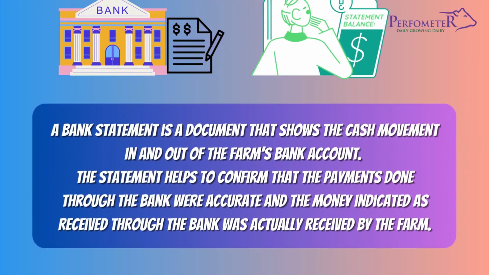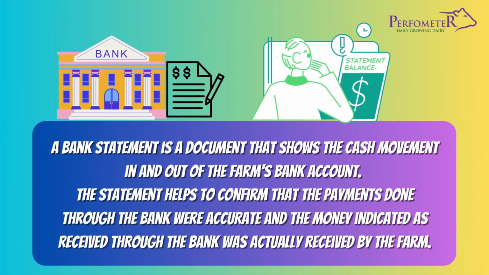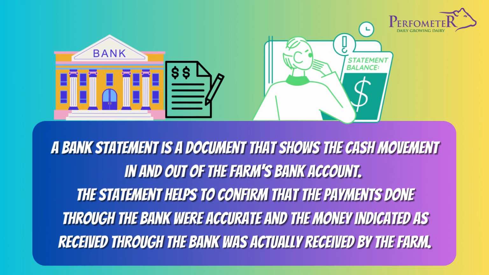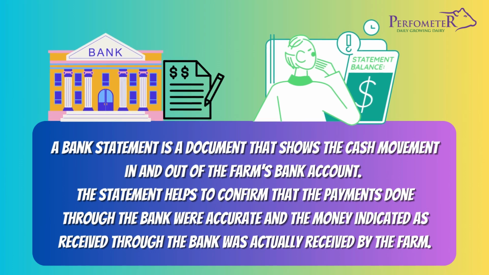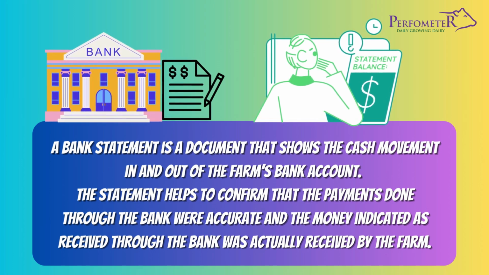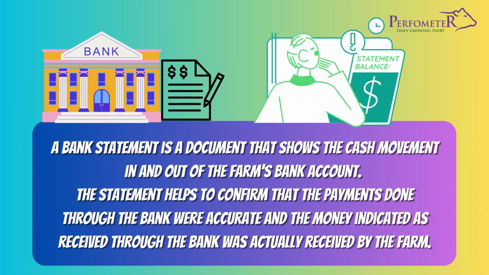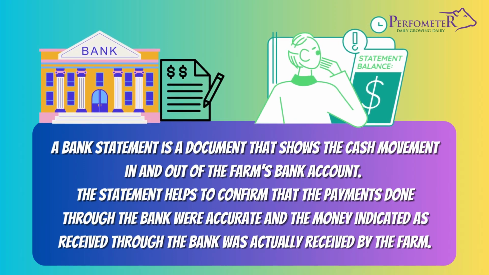Bank statements. A bank statement is a document that shows the cash movement in and out of the farm's bank account. The statement helps to confirm that the payments done through the bank were accurate and the money indicated as received through the bank was actually received by the farm.